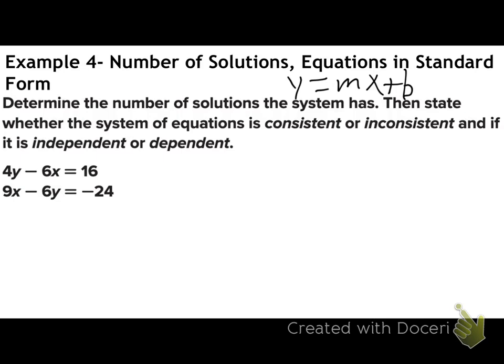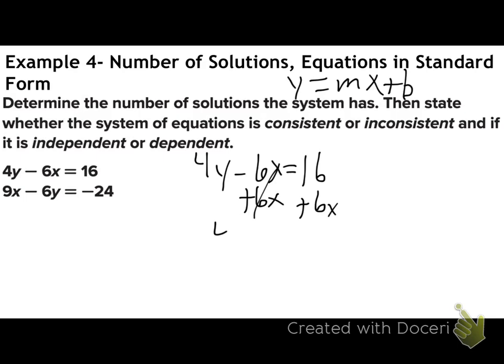So, 4y minus 6x equals 16. What would be my first step to get y by itself? Add 6x. Can I combine 16 plus 6x? Nope. So I'll write it out as 6x plus 16. How would I get y by itself? Divide everything by 4.